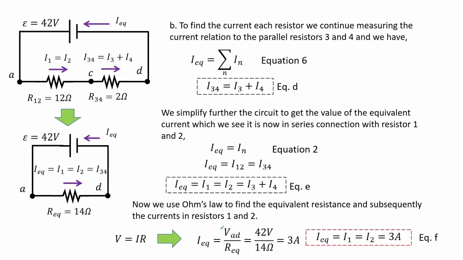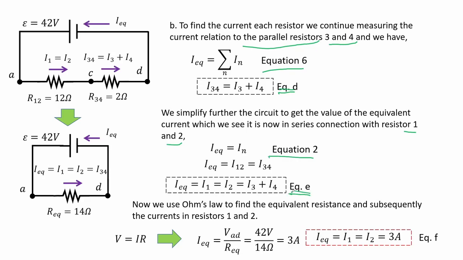For letter B, to find the current of each resistor, we continue by measuring the current relation for the parallel resistors 3 and 4. We use equation 6 and get the relationship of the current shown in equation D. We further simplify the circuit to get the value of the equivalent current, which is now in series connection with resistors 1 and 2, using equation 2. We get the relationship of the currents shown in equation E.